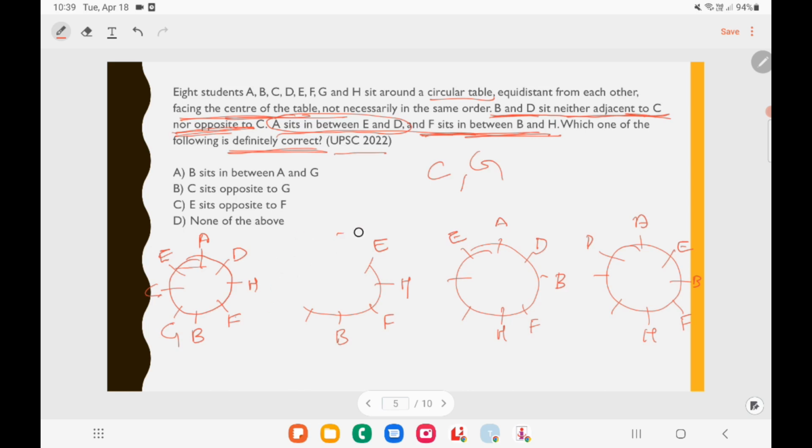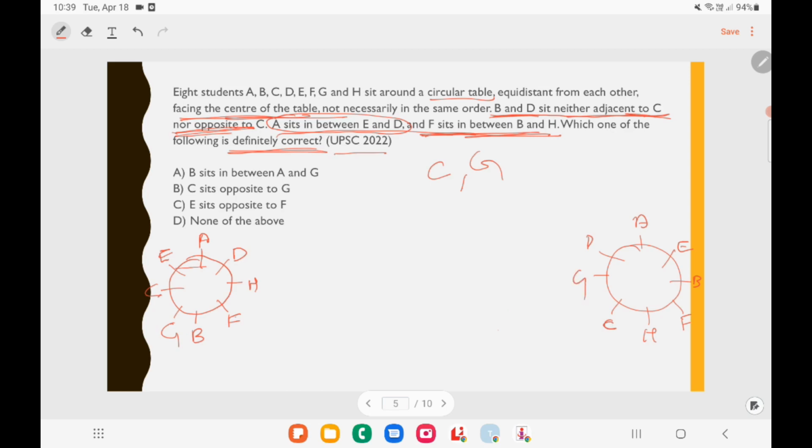So this case will not come. Now in the next case, if I draw C here, it is opposite to D, and if I draw C here, it is opposite to B. So this will also not come. This is also wrong. Now in the final possibility, if I draw C here, it is adjacent to D. I cannot draw C here. So I am drawing C here and G here.